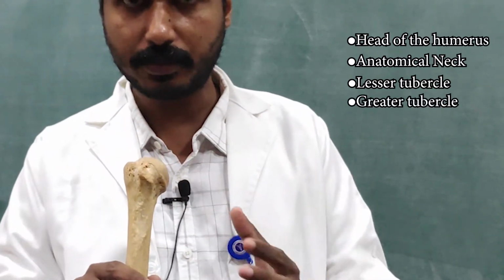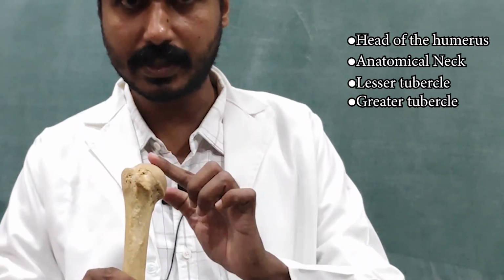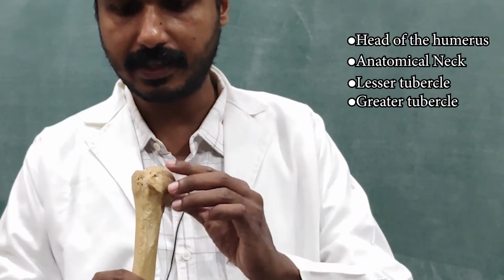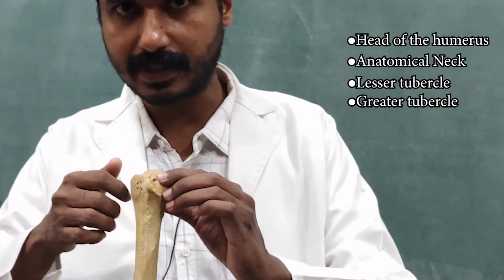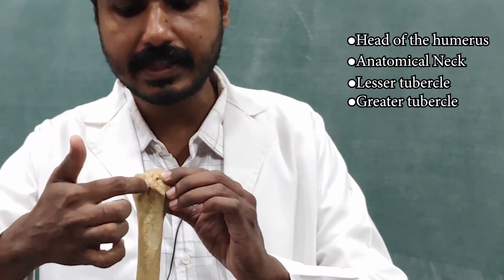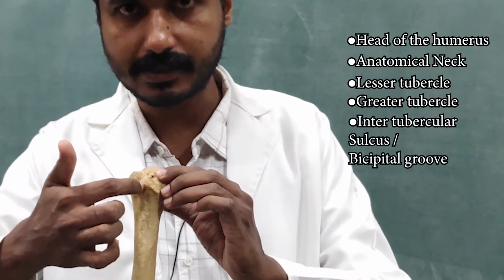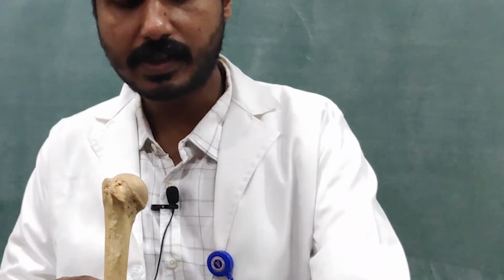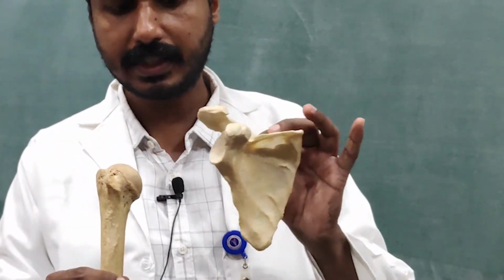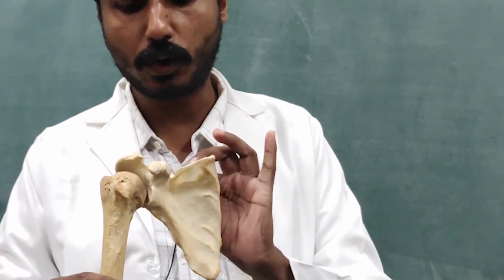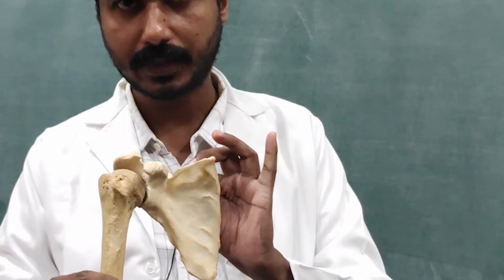So in my right humerus, you have the head of the humerus facing medially, the lesser tubercle facing anteriorly, the greater tubercle facing laterally. Between the lesser and the greater tubercle, you have an intertubercular sulcus, also called the bicipital groove. So this upper end of the humerus will articulate with the glenoid fossa of the scapula like this. So this is the orientation of the scapula.